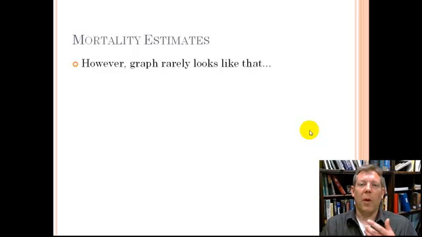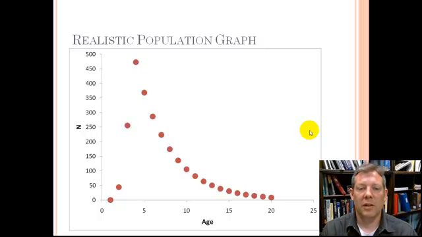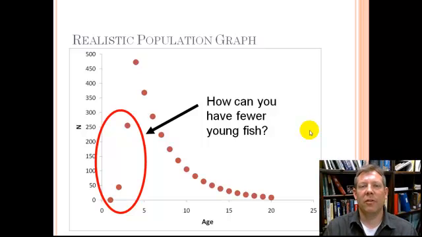In real life, the graph rarely looks this clean. In real life, if we looked at these kind of data, it's going to look more like this, where you've got kind of low values for the young fish, and then kind of a spike, and then you've got that nice steady drop-off. Well, how can we have fewer young fish than old fish? This is not like that crappie graph where you just have a strong year class or a weak year class. You see this almost every time when you're looking at the numbers of fish versus the ages. Well, how is that possible?